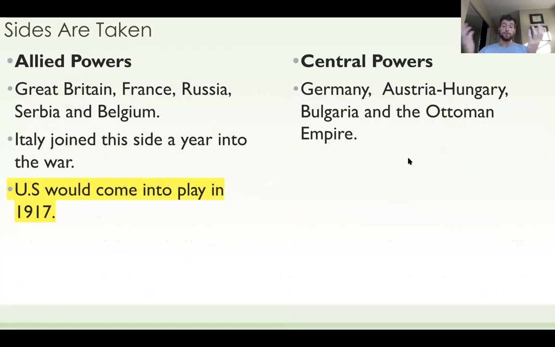And so those are going to be the two sides of World War I. And this is how this fight is going to go on. And we're going to talk a lot more about that in the coming weeks. So make sure you do your homework assignment to help understand a little bit more about what's going on, understanding the reasons and the buildup to World War I.